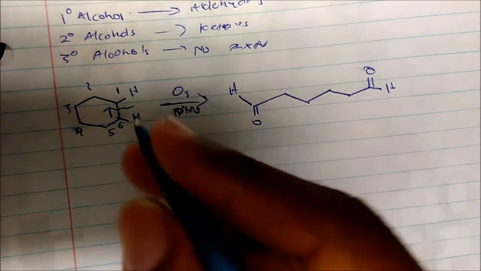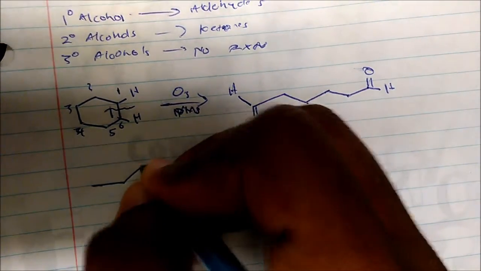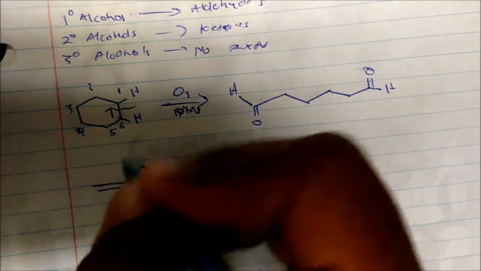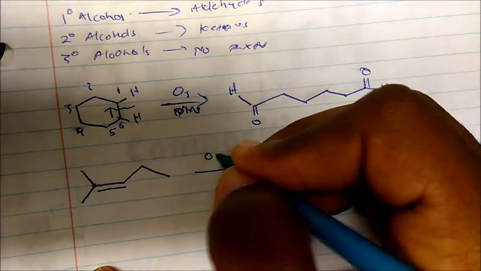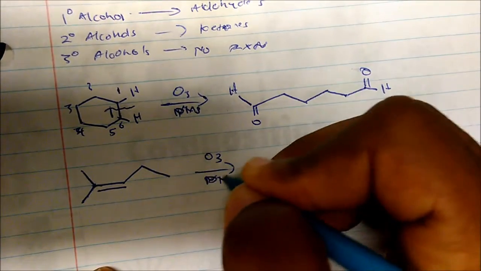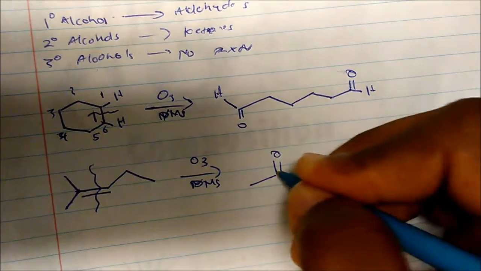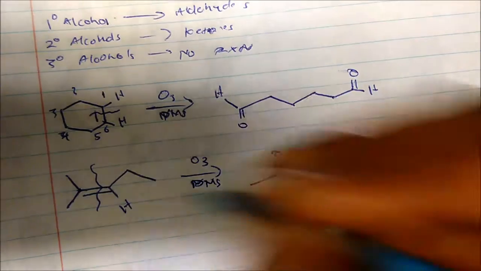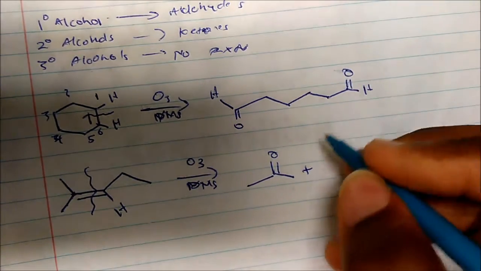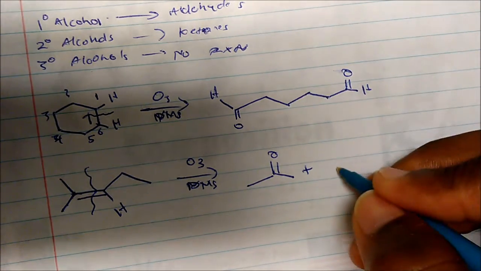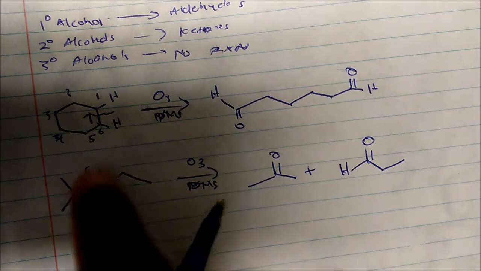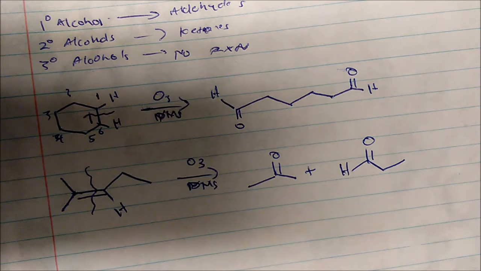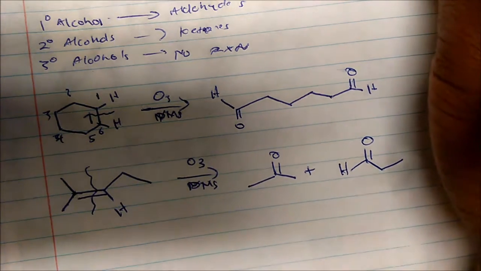Now simultaneously, if I take this molecule here and add O3 in DMS, I cleave my bond. In this case, I'm going to get a ketone plus, I have an H there, so I will get the aldehyde. And this portion is just drawn a different way. So those are a couple of the ways that we make aldehydes.